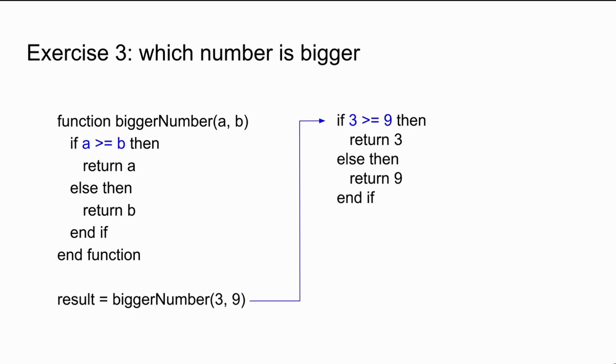To visualize it better, imagine we call this function with the parameters 3 and 9. Knowing that this function returns the bigger number, we should get 9 as result. What I have written on the right is what the function would actually look like with these parameters. As 3 is not bigger than or equal to 9, we return 9. And we can see how the else section will only get executed if B is bigger than A.